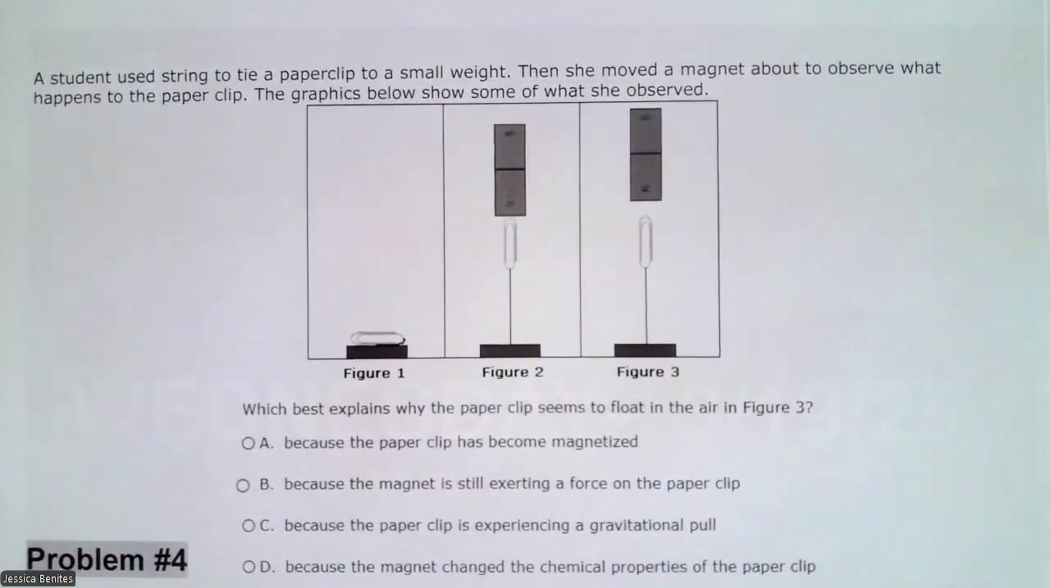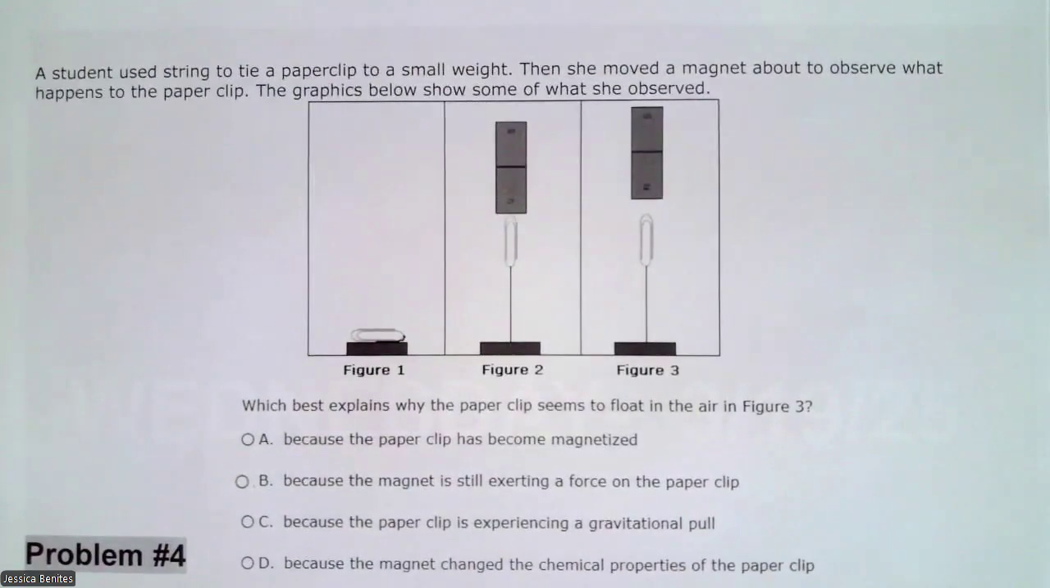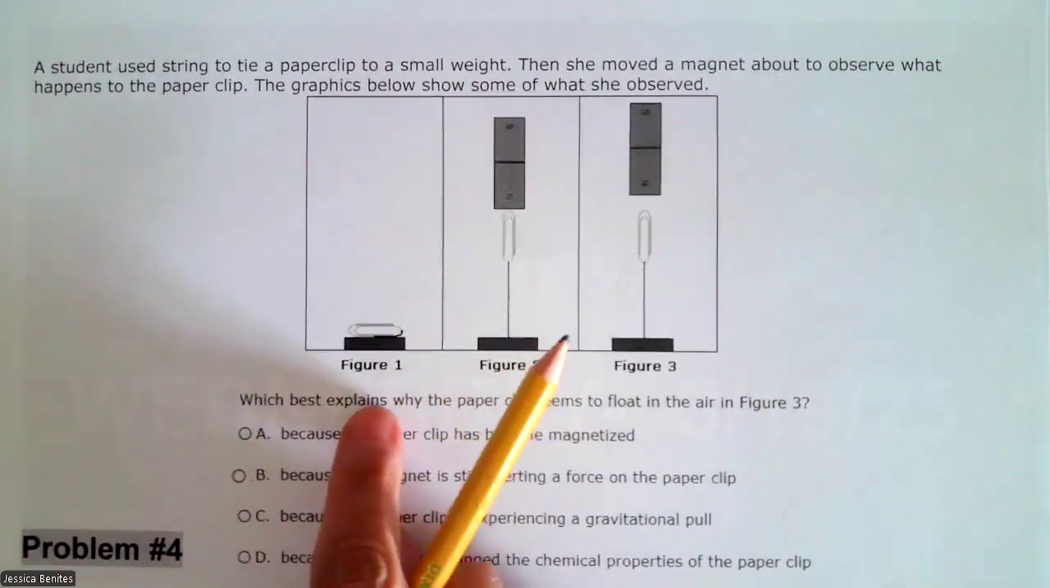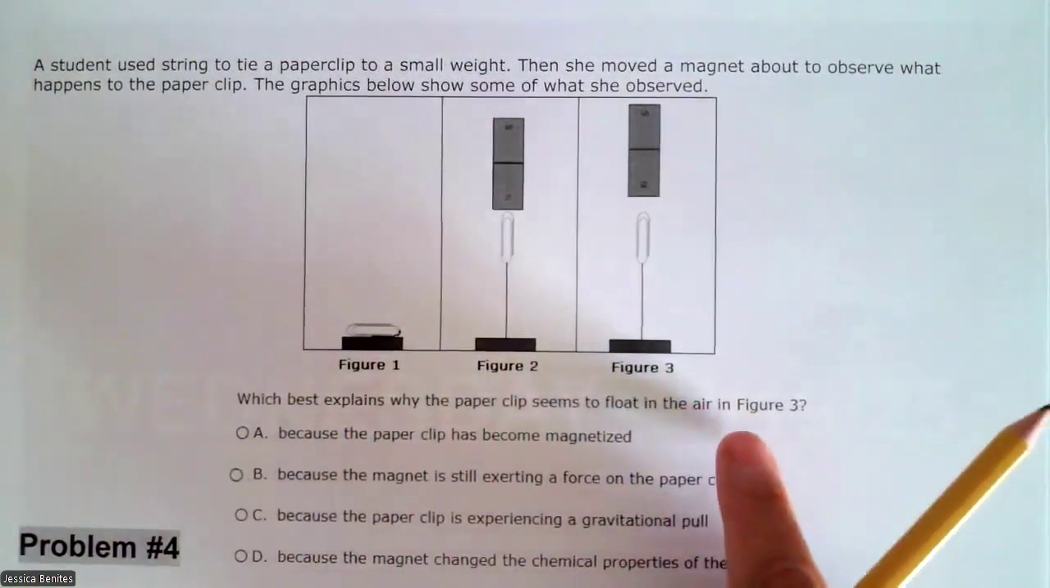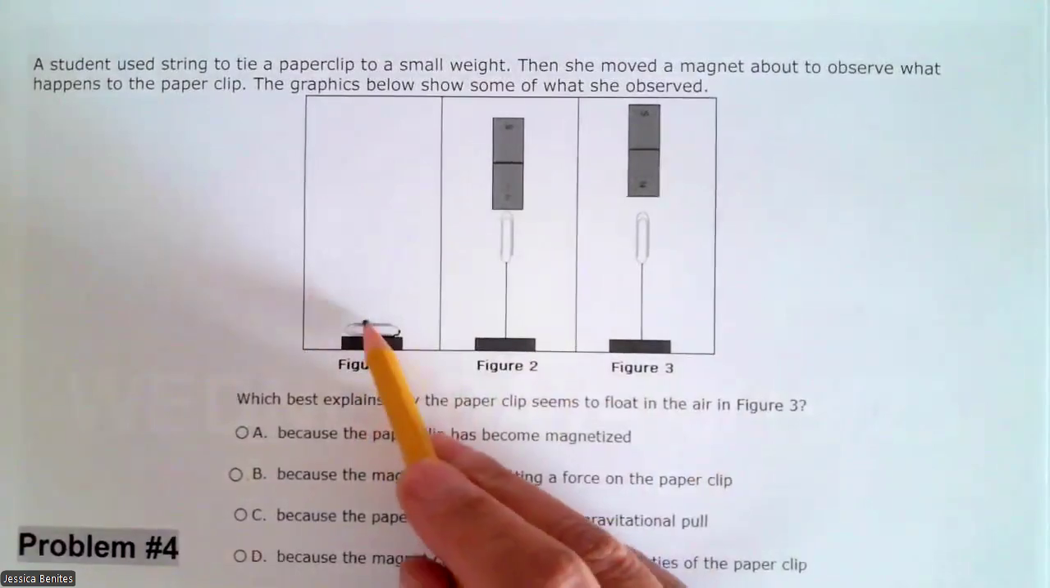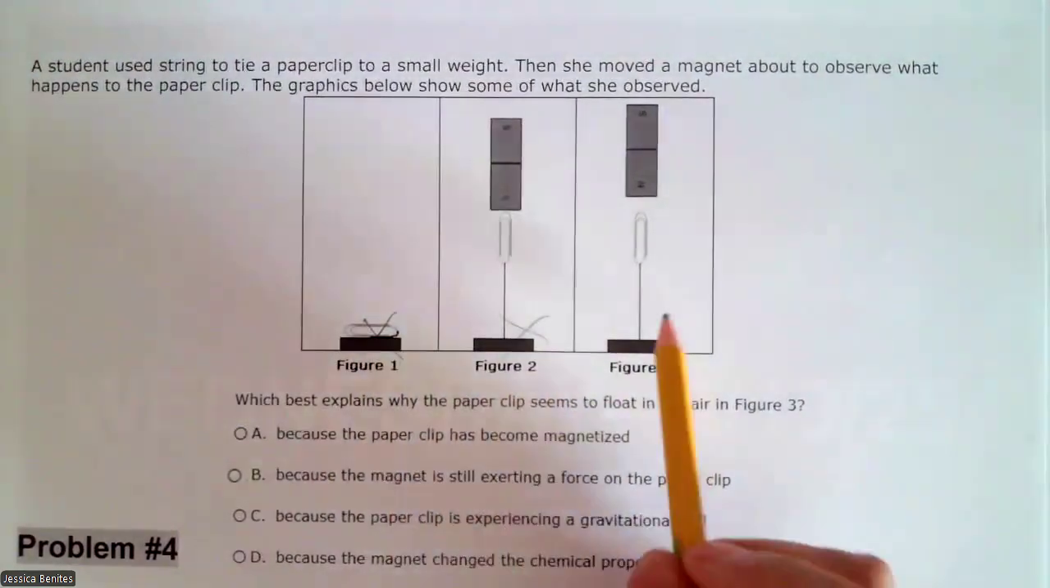All right, some more science. Problem 4. A student used a string to tie a paper clip to a small weight, and then she moved a magnet around to observe what happens to the paperclip. The graphic below shows some of what she observed. It says, which best explains why the paperclip seems to float in the air in figure 3? So we're not going to look at figure 1. We're not going to look at figure 2. We're going to talk about figure 3.